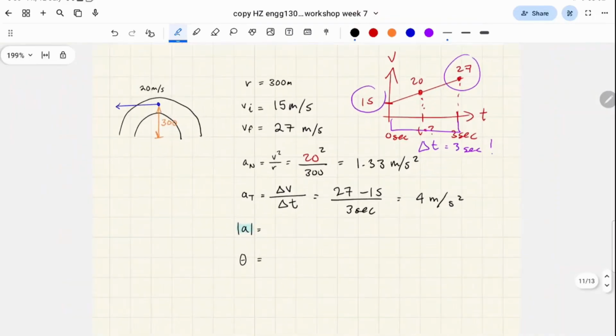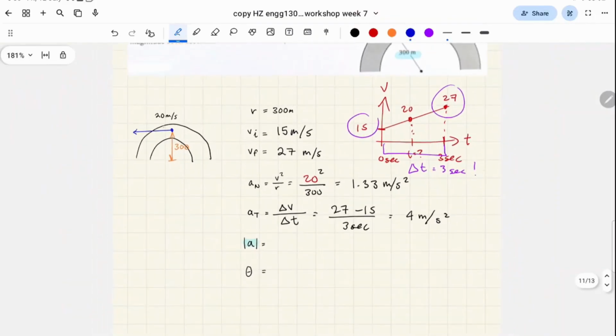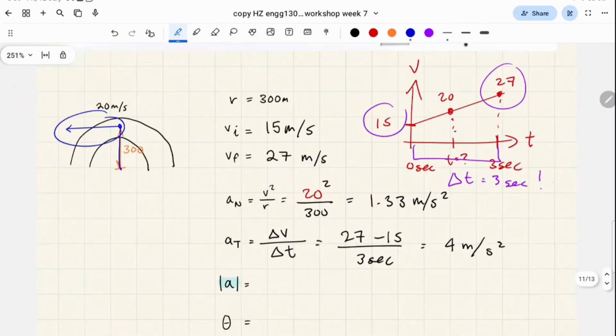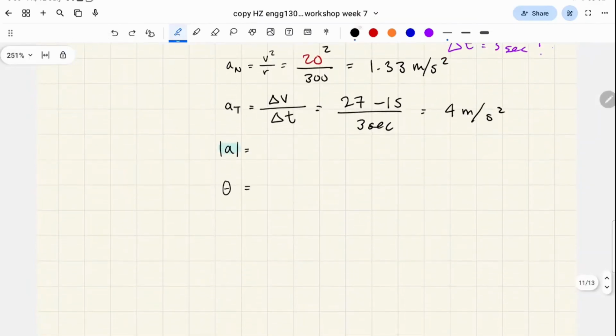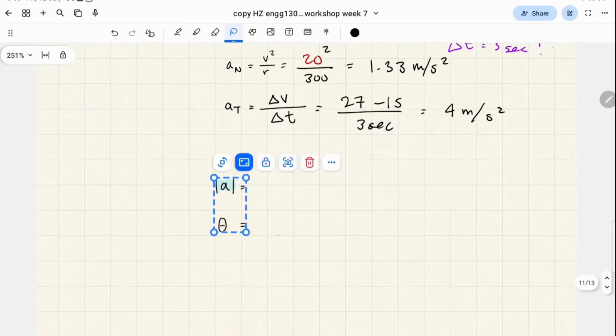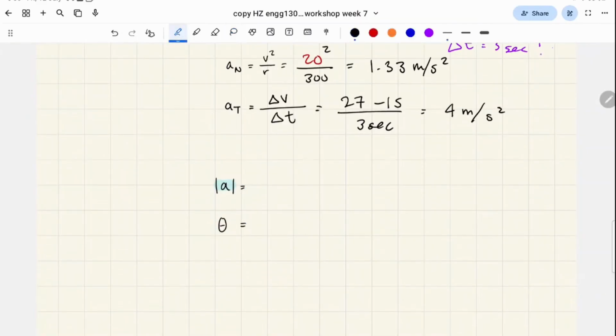Tangential acceleration is basically this component, and then normal acceleration is how much it wants to accelerate towards the middle of the circle. And then the overall magnitude of acceleration is going to be this diagonal vector, like that. Everyone following? Okay. So what we're going to do is calculate exactly that, the diagonal component.